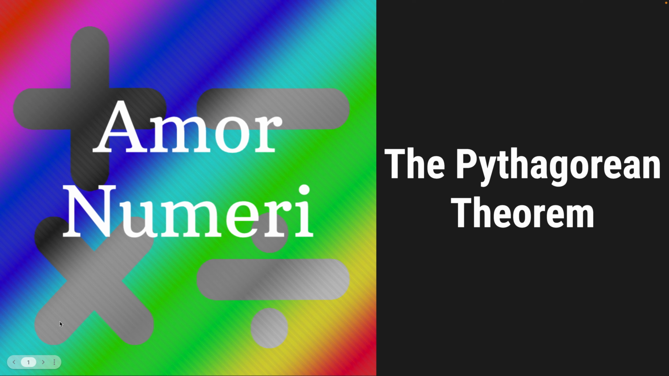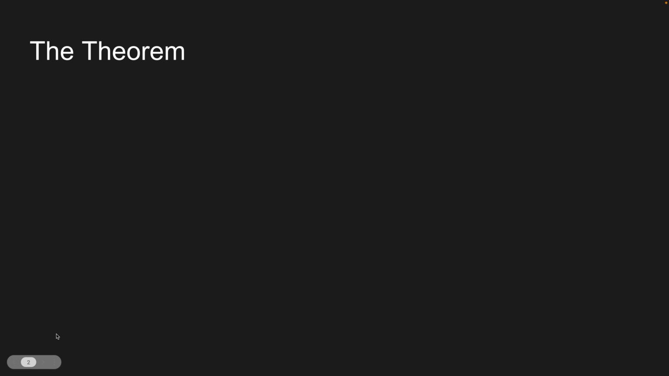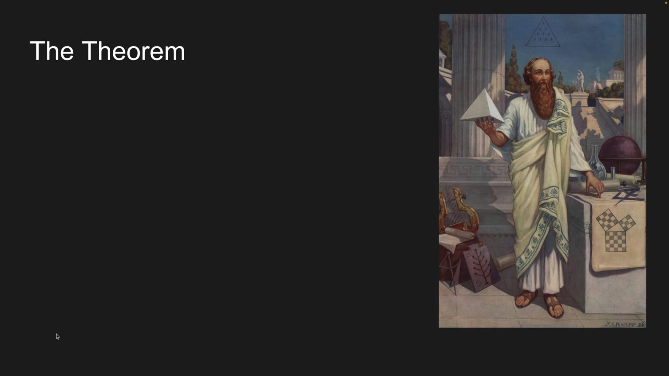Today, I'm going to be talking about finding the sides of right triangles. The Greek mathematician Pythagoras came up with the Pythagorean Theorem as a way to find the length of the hypotenuse of right triangles, and right triangles only. The hypotenuse of a right triangle is its longest side, always opposite the 90-degree angle.